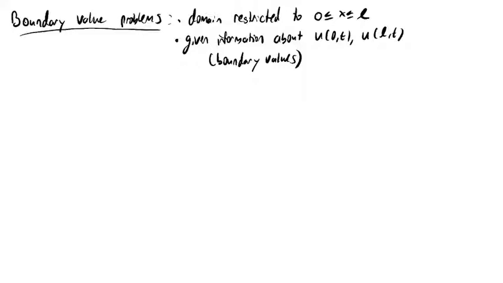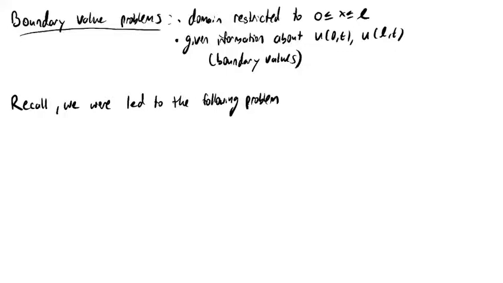So remember, let me restate the problem. We were led to the following problem. Let's suppose that phi of x is a given function, which will correspond to some initial data. So for example, this phi of x could be the initial position of your wave with these boundary conditions.